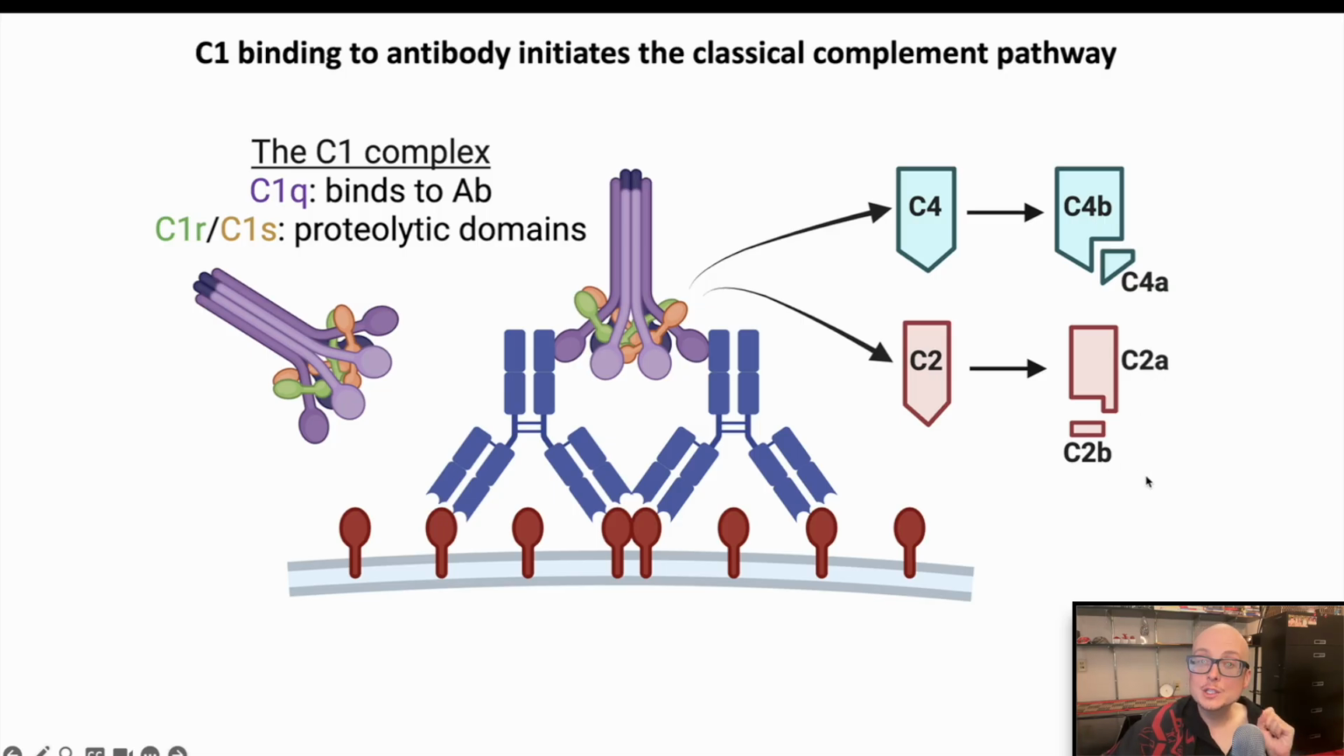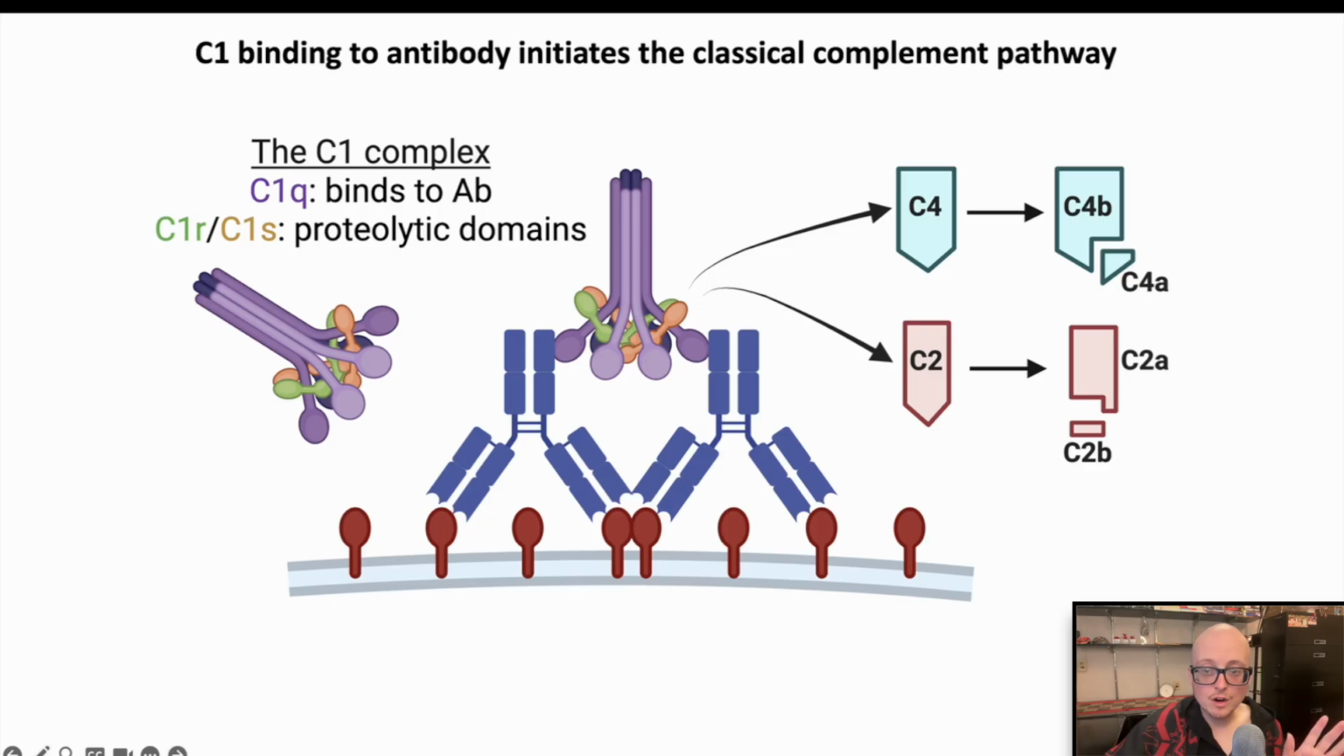This video will be a little bit of alphabet soup. I'm going to do my best to keep all terminology correct. But this is just one of those rites of passage in immunology. This is just a little bit of weird nomenclature for the complement system, but do your best to hang in there. So just to recap again, C1 cleaves C4 into C4a and C4b. C1 also cleaves C2 into C2a and C2b.